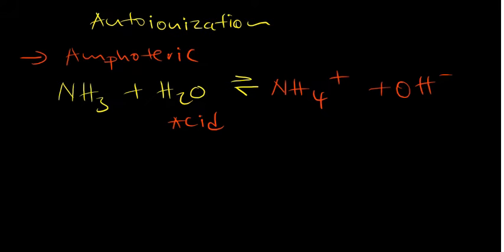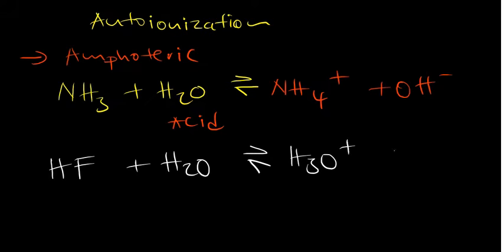In another case we can consider, we have an acid, hydrogen fluoride for example, then you have water. So in this case you expect a production of hydronium ion and also fluoride ion. In this case water has acted as a base because it has gained a proton from the acid.